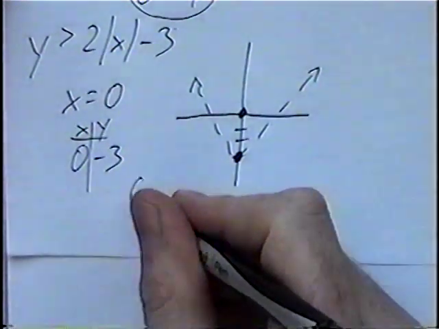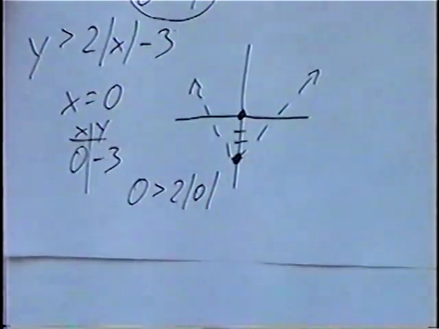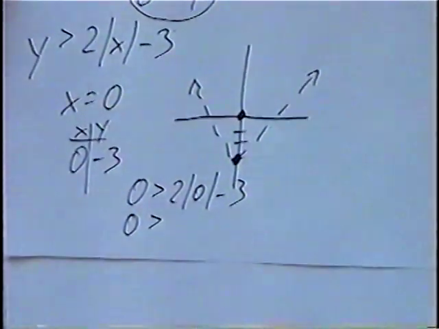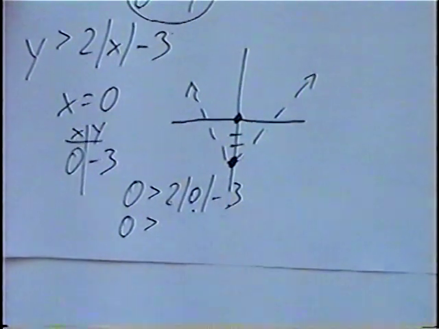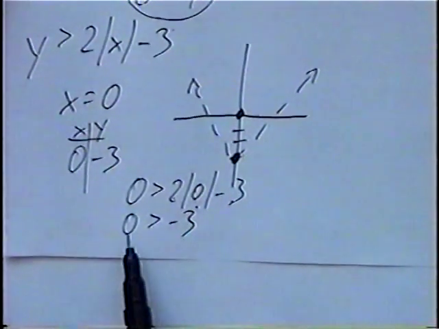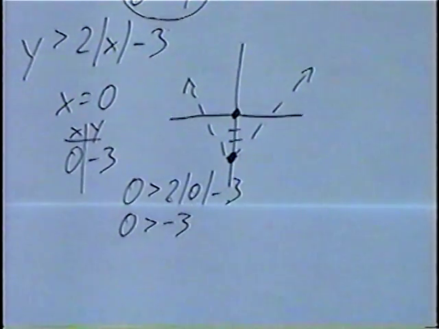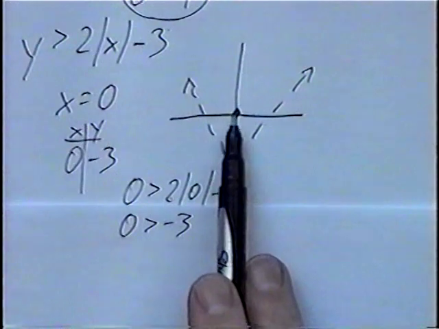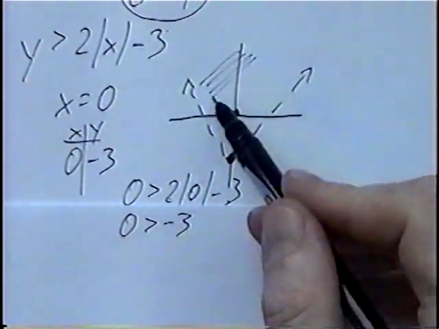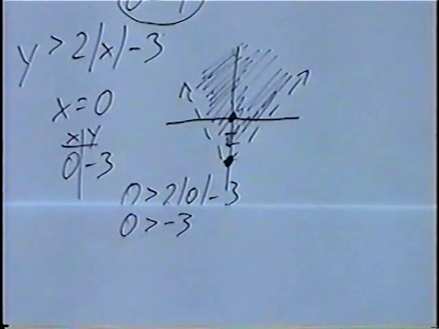Plugging it back into the original question, we have 0 is greater than 2 times the absolute value of 0 minus 3. Simplifying, 0 is greater than, absolute value of 0 is 0, times 2 is 0, minus 3 is negative 3. So 0 is greater than negative 3, which means the point 0, 0 is included in the solution and gets shaded. So in this case, everything inside the absolute value would be shaded. And that would be the graph for the question.